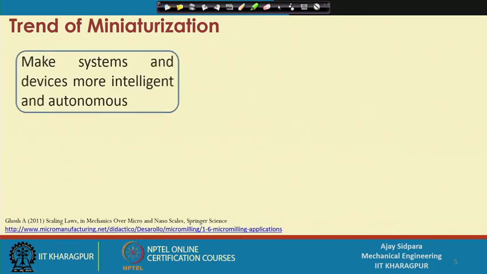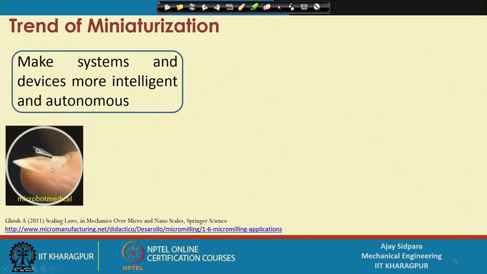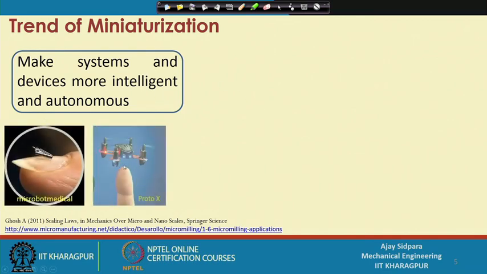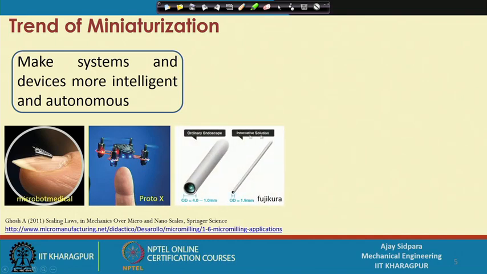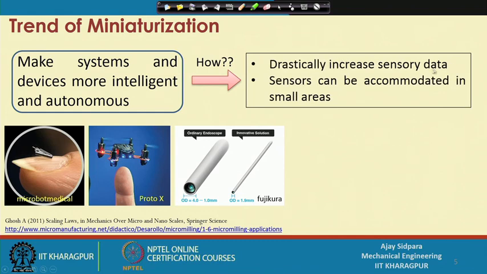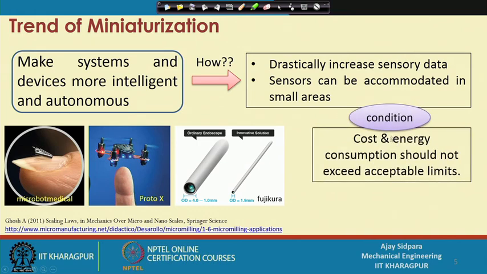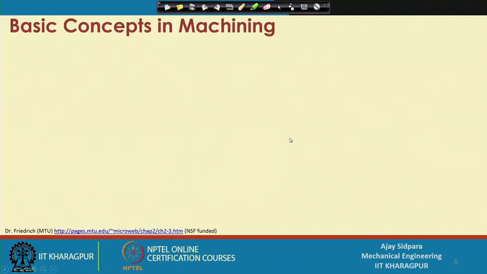Then what are the trends in miniaturization? We have seen some examples like the very small micro robots. One is the quadcopter, whose size is very small compared with our finger, and one medical example is the innovation in the endoscope. Now we have also seen how to make these components and what is required: we have to increase the sensory data as well as cram a lot of different types of sensors, under the condition that this should not increase the cost and the energy requirement of these particular components.